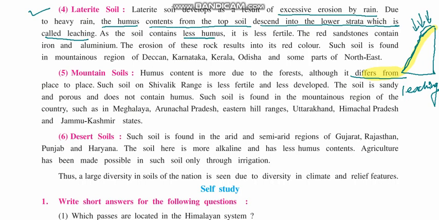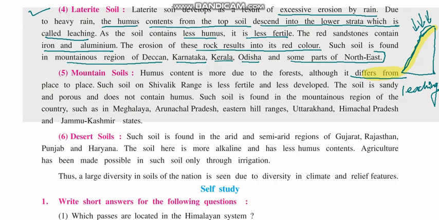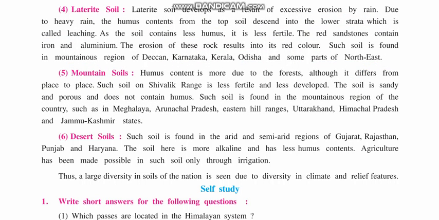As the soil contains less humus, it is less fertile. See, as it is mainly flown down, it doesn't contain a lot of humus. There is little organic substance in it, and that's why it is very less fertile. The red sandstone contains iron and aluminium. The erosion of this rock results in red color. Such soil is found in mountainous regions of Deccan, Karnataka, Kerala, Odisha and some parts of the northeast. So these are some of the places where it is mainly found, and that's why it is not too fertile.